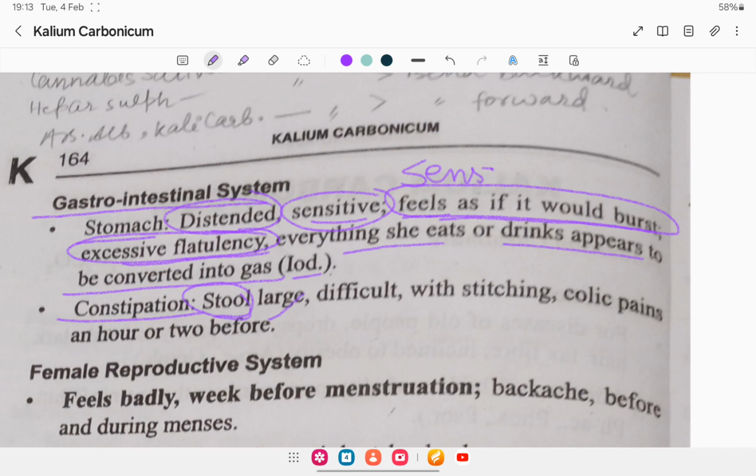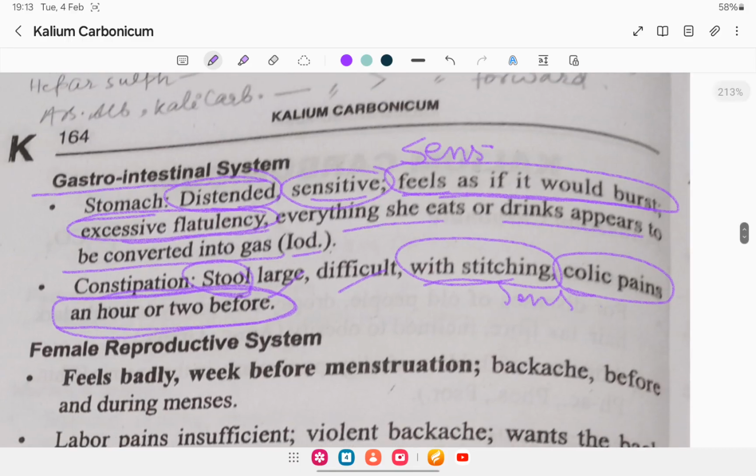About constipation, stool large in quantity, difficult to pass, with stitching kind of pain sensation, colic pains, an hour or two before stool. The pain will start one or two hours before. Stitching pain, colic pain, and difficult to pass stool in large quantities.